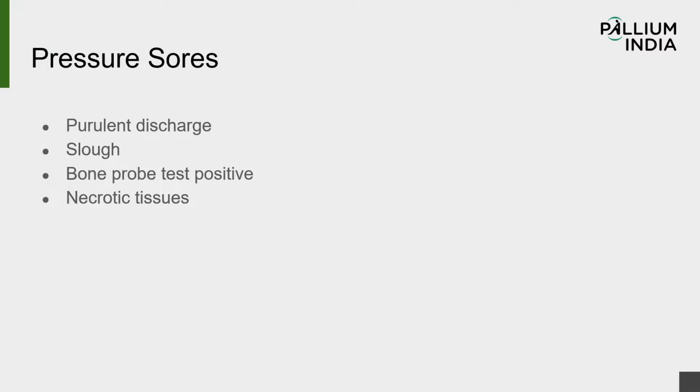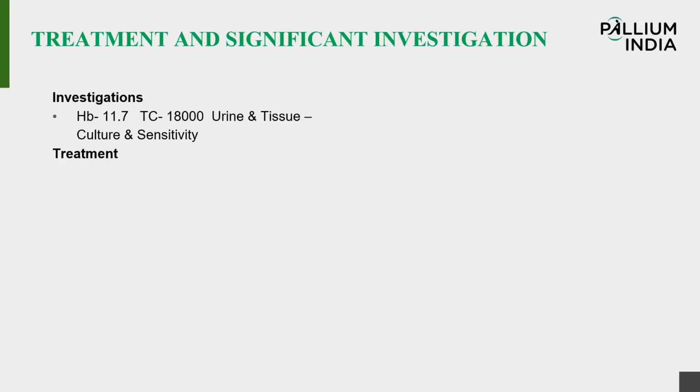On examination of the pressure ulcers, there was active purulent discharge, slough was present, bone probe test was positive, and necrotic tissue was present. On admission, we did her baseline investigations. Her hemoglobin was 11.7, total counts was increased. In view of fever spikes, the pressure ulcer, and she is also on an indwelling catheter, to rule out urinary tract infection we did a urine routine. There was also some UTI, so we also did a culture. And from the pressure ulcer also, tissue culture and sensitivity was done.